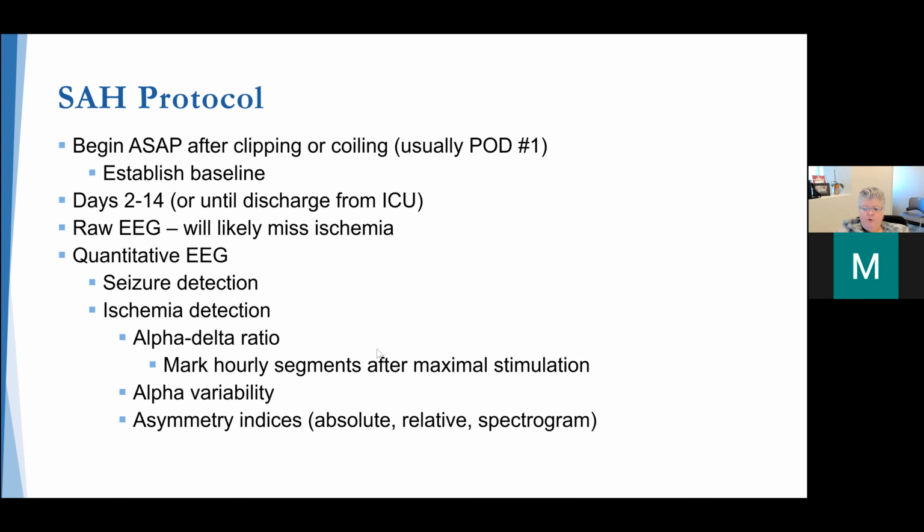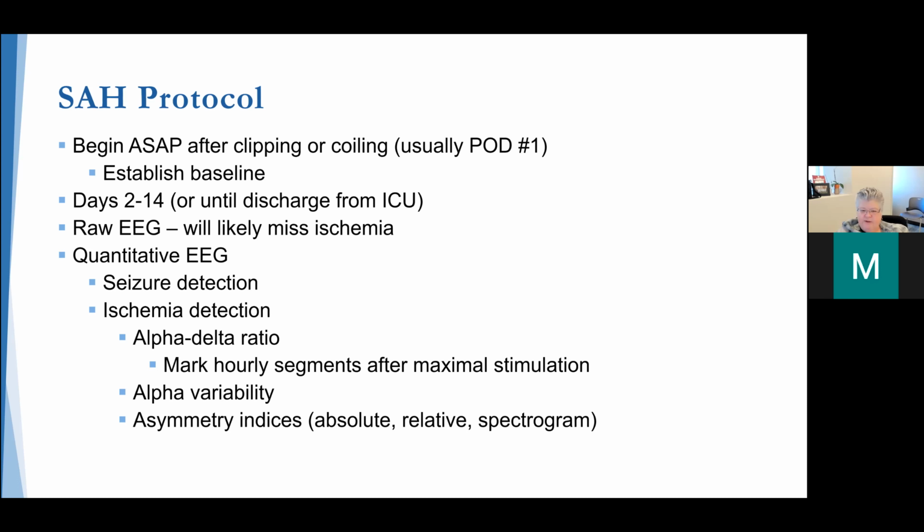So what do we do in clinical practice? Our subarachnoid protocol here at Barrow is to begin monitoring as soon as possible after clipping or coiling. We typically do this on post-op day 1, and this allows us to establish a baseline for changes that occur over time. We then monitor from days 2 to 14, or for patients who are doing well until they're discharged from the ICU. And we use both raw EEG, although it's difficult to pick up ischemia on raw EEG, and a set of quantitative EEG trends, really focusing on the alpha delta ratio, but also using an alpha variability trend.